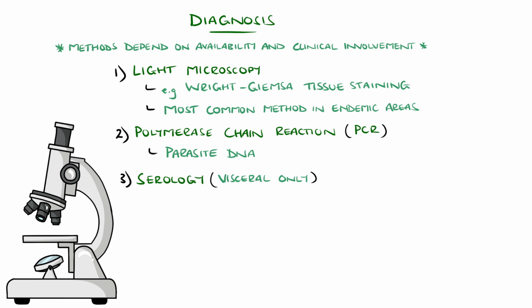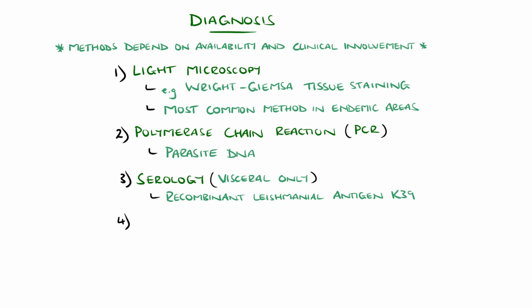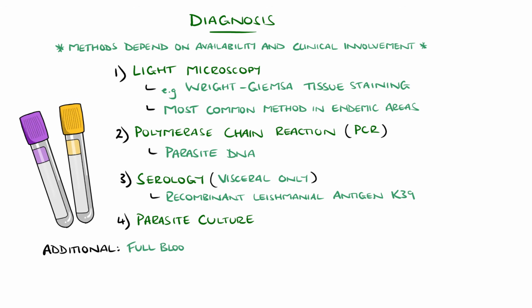High titers of recombinant leishmanial antigen K39 are usually present in immunocompetent patients, though may be absent in those with AIDS. Another option is parasite isolation via culture, though this generally requires more specialized laboratories. A full blood count is recommended in visceral cases to identify and monitor the potential for anemia, leukopenia, and thrombocytopenia, as well as renal and liver function, as these may be impacted by treatment.